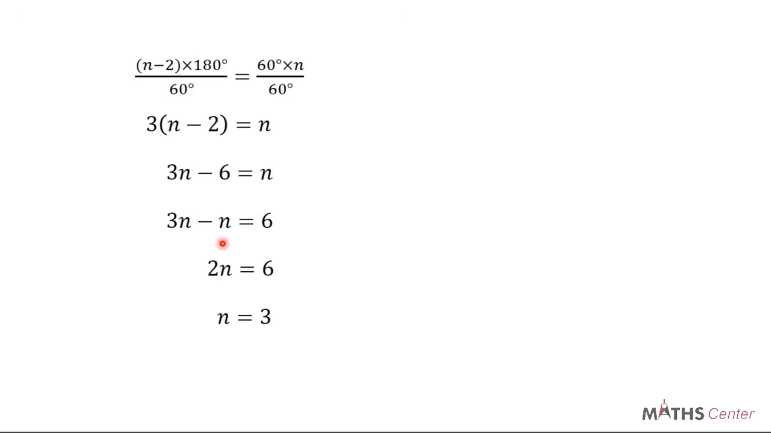Now if n is 3, it means that the number of sides of this polygon is 3. A polygon with 3 sides is a triangle. And because the question told us that this is a regular polygon, it means that this particular triangle is an equilateral triangle. We know that for equilateral triangles, one interior angle is 60 degrees. So you have been able to solve this question too.